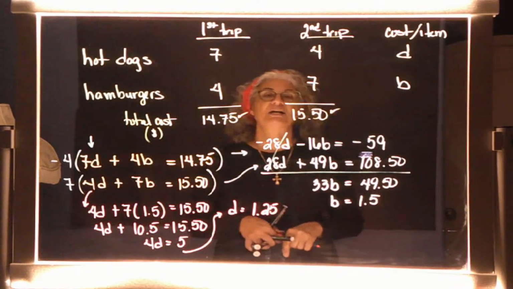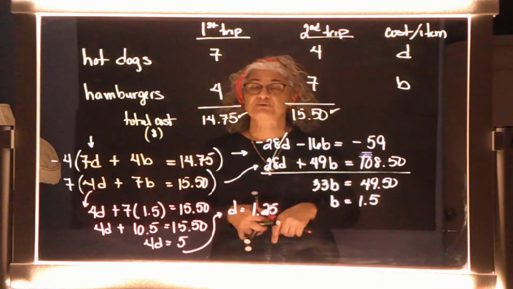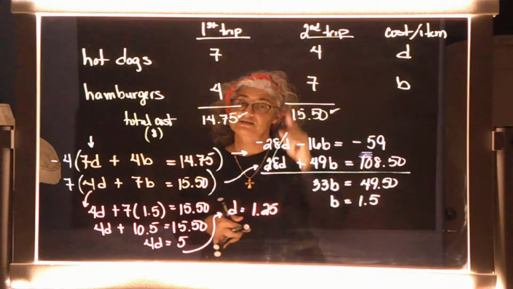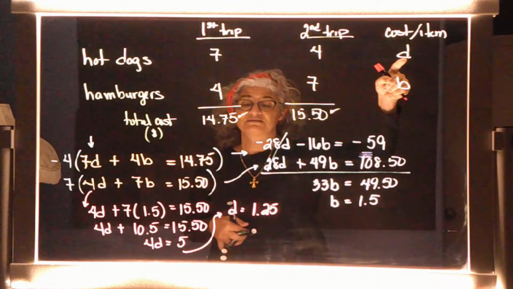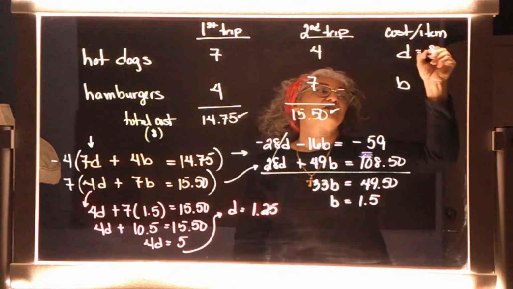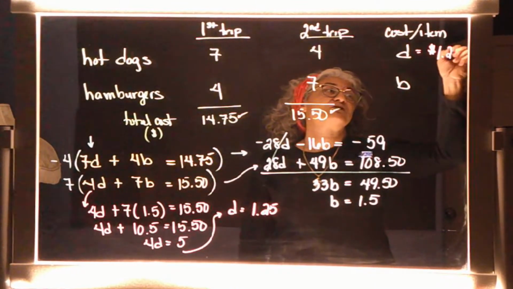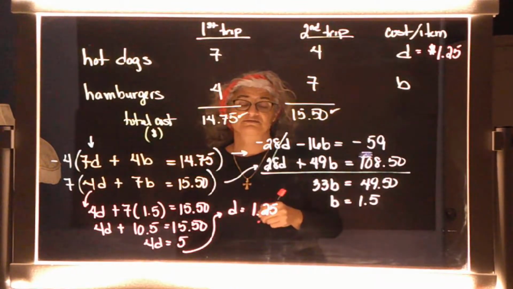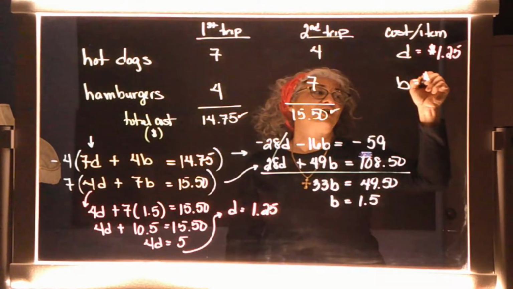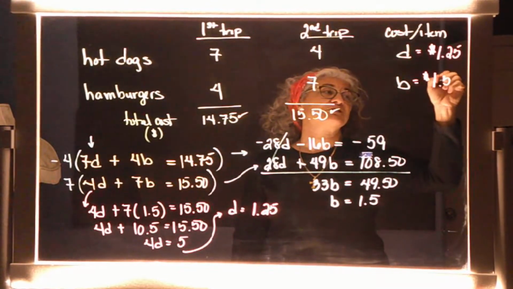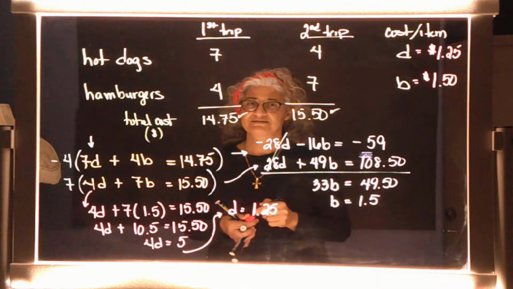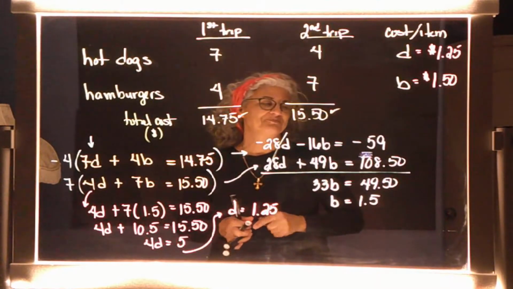Okay, so now let's check it out. What do these answers mean? Well, they stood for the cost of each item, didn't they? So, D is 1.25. So that tells me the cost of the hot dogs is $1.25 each. And B was 1.5. Well, that tells me the cost of the hamburgers is $1.50 each. Does that make sense? Awesome. Hang in there.